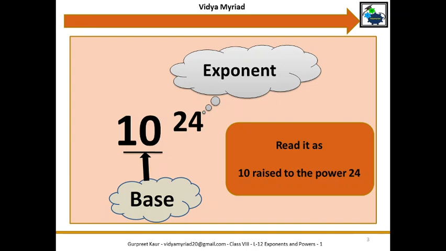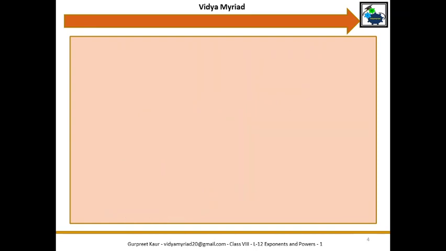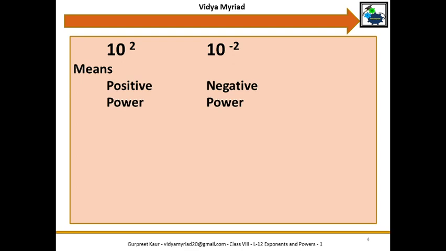So whatever that number is, if anything is there closer to it on a little upward side, it will be treated as its power, and it will be read as the base number raised to the power of that number. Now if you look here, I have written two numbers, 10 raised to the power of 2 and 10 raised to the power of minus 2. Now what does it mean? One is with the positive power and one is with the negative power, because you can see there is a minus sign.